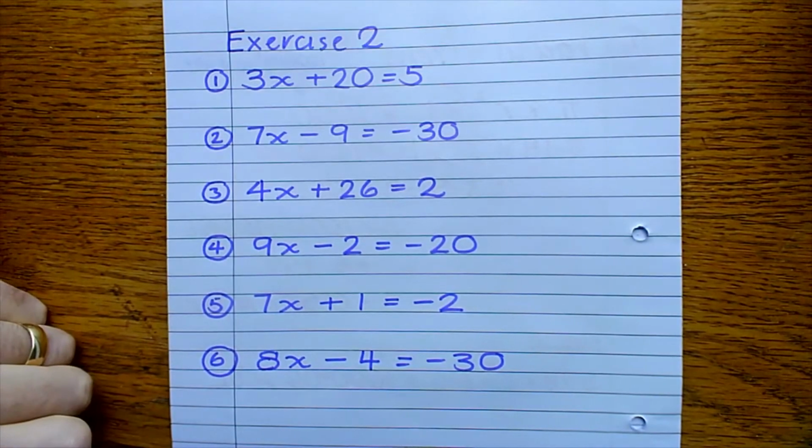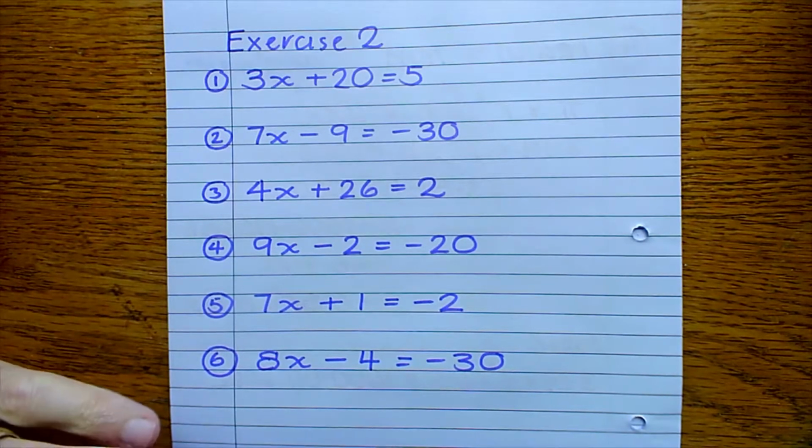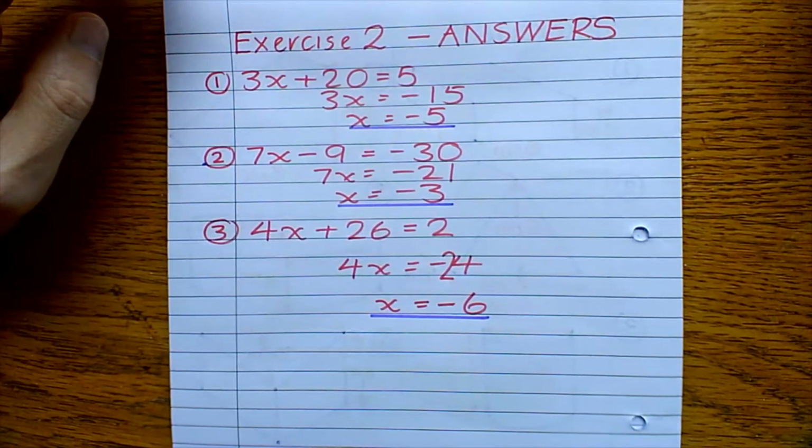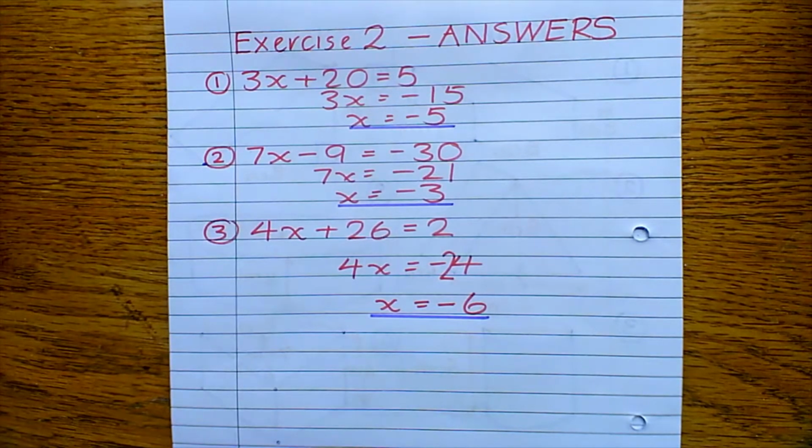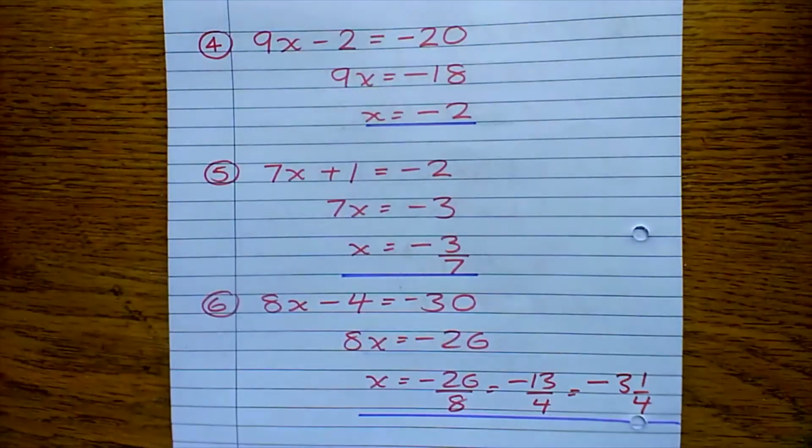And here we are, we've got some examples for you to try, so pause and have a shot at these. This time the answers will come out to be negative. Here are the answers to the first two questions in exercise 2. Pause if you want to look at the detail. And here are the answers to the second half of exercise 2.